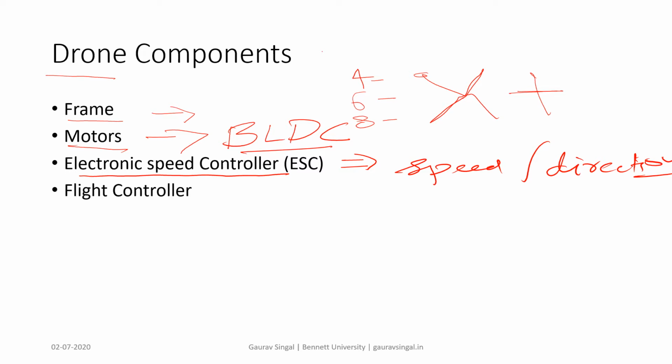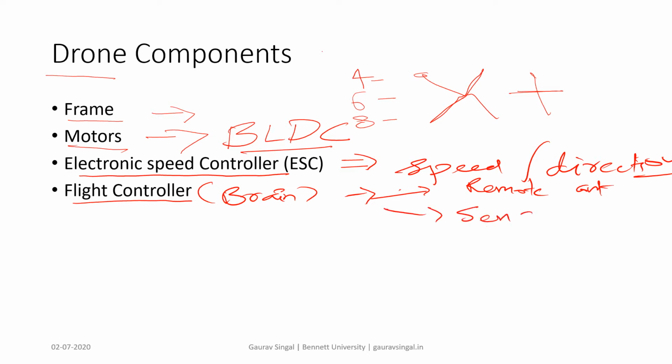Okay, the next component is the flight controller, or in layman language, it is the brain. In the market multiple kinds of flight controllers are available. Some are low cost, low capability, some are high cost, high capability. It works with two inputs: one with the help of a remote controller and second with the help of sensors. It will take both the inputs, process them, and then instruct the motors. These are the basic flight controllers.